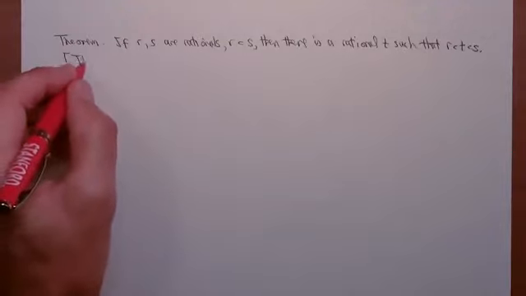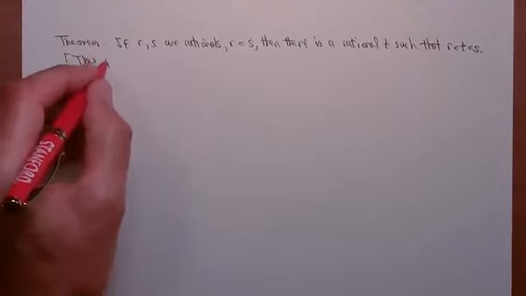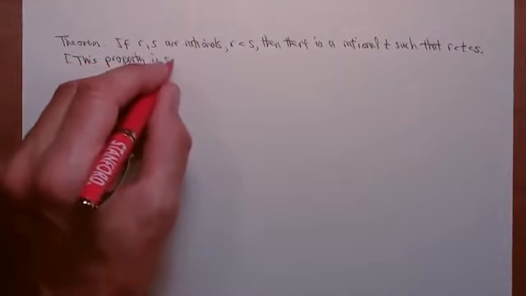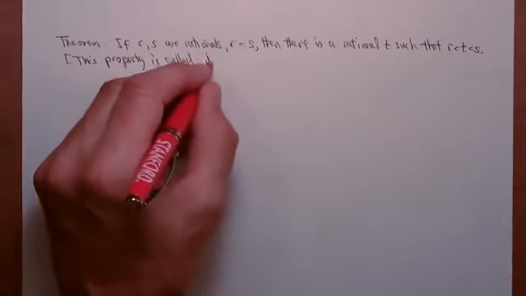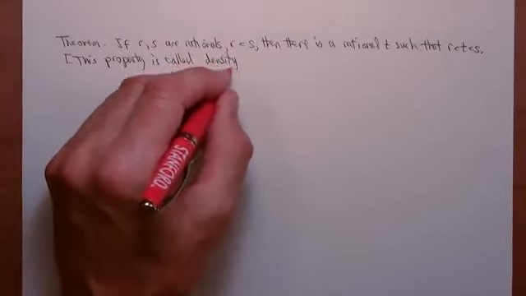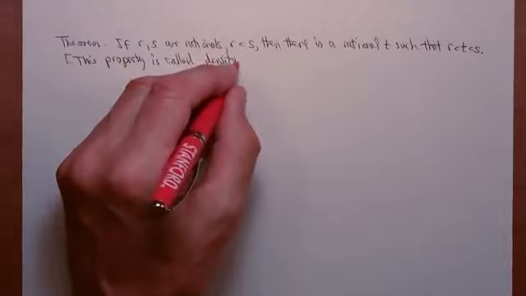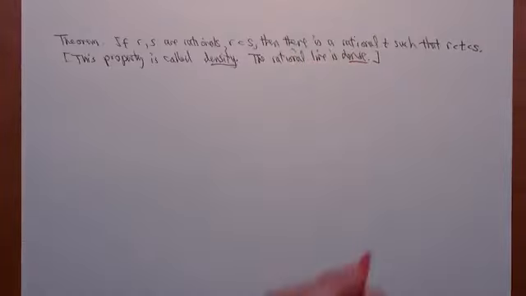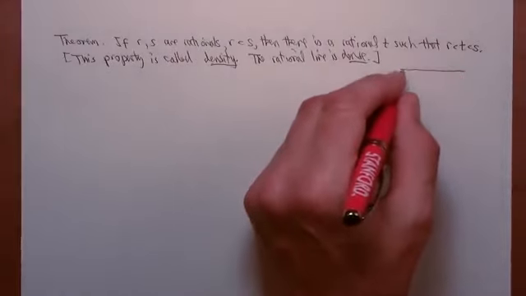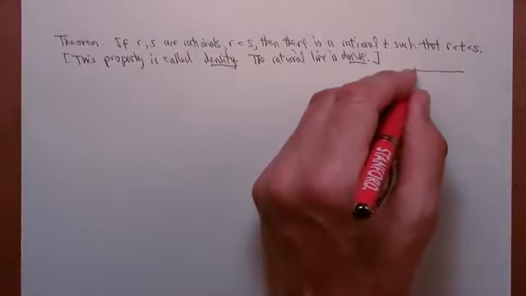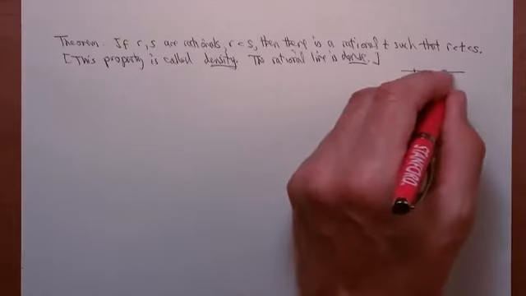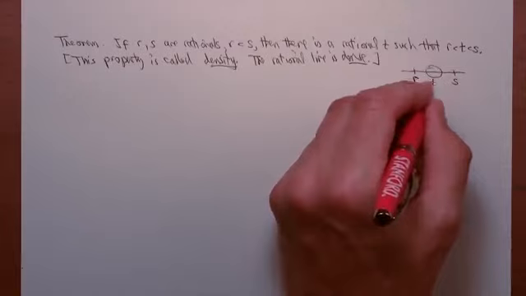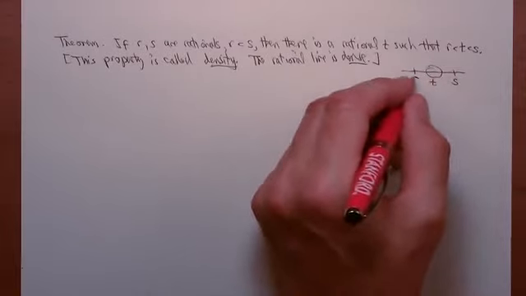Okay, before I prove that, let me give you a little note. This property is called density. The rational line is dense. So, if we have the rational line, what density says is that whenever you have a rational number r and another rational number s, we can find a rational number t in between r and s.